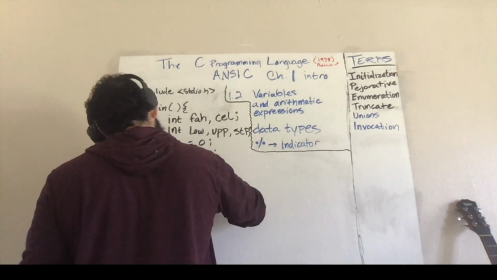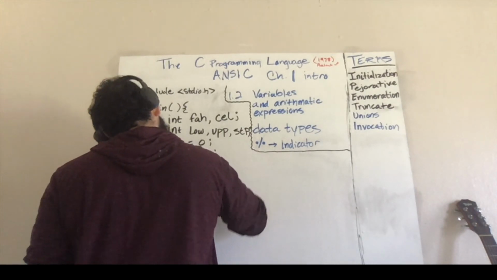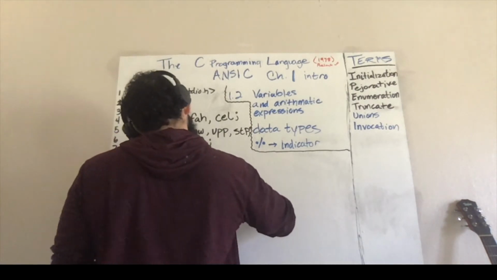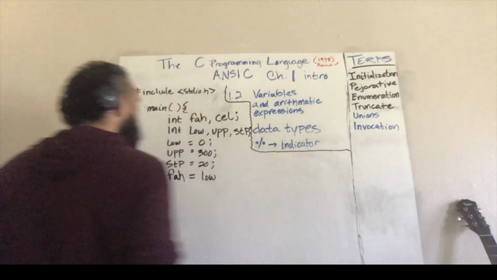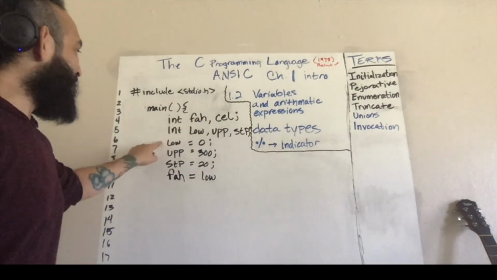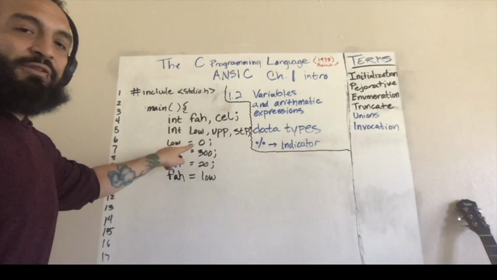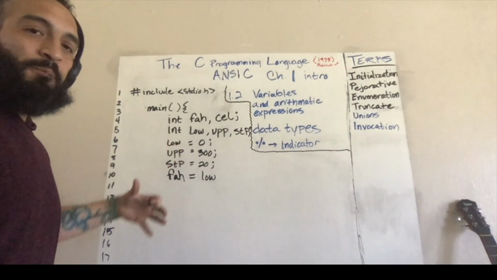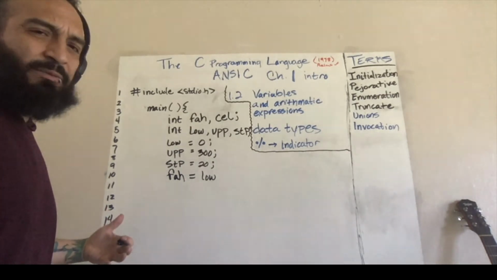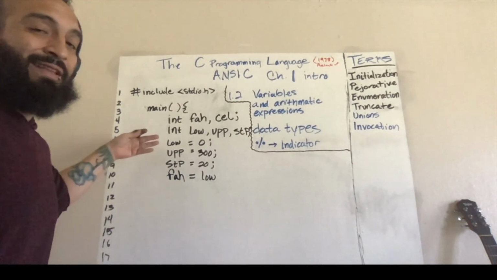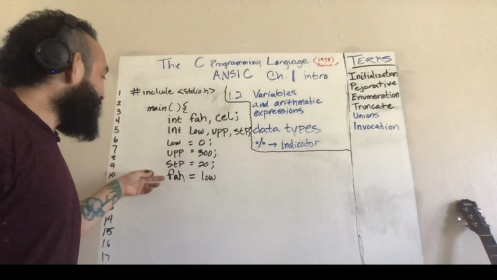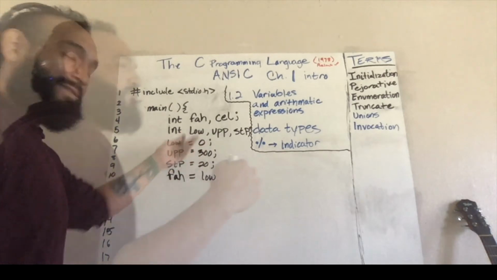Fahrenheit, and how do we do that? Fahrenheit is equal to low. All we're doing is saying Fahrenheit, assign it to whatever low is, and low is always going to be 0 degrees. Those are our parameters. Those numbers aren't going to change. We could change them if we want, but it's not going to change in this instance. So we want Fahrenheit to start at 0. Let's set Fahrenheit to low, which is 0.